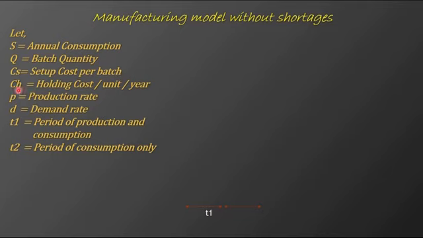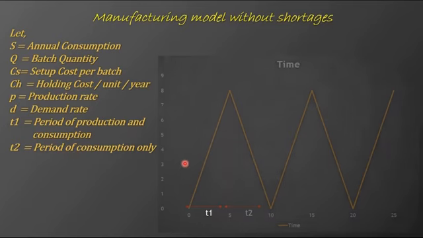Then another cost is the holding cost per unit per year. P is the production rate, D is the demand rate, T1 is the period of production and consumption, and T2 is the period of consumption only. Let's discuss it by graph.